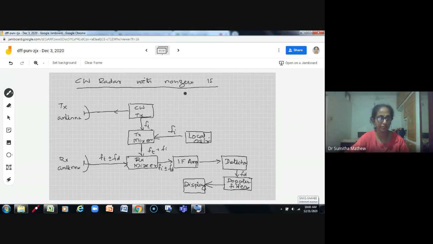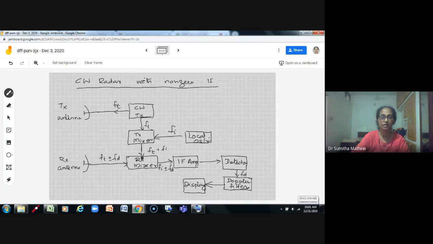So you have the block diagram here. This is the continuous wave radar block diagram with non-zero IF. Okay. With CW radar with non-zero IF. So look at the block diagram. You have two separate antennas so that good isolation is obtained between transmitter and receiver. They have their own local oscillator sources. See, continuous wave transmitter, which transmits at a frequency of FT, the transmitter frequency. Then the transmitter mixer is there, which is mixed with the local oscillator signal, and it is the intermediate frequency.